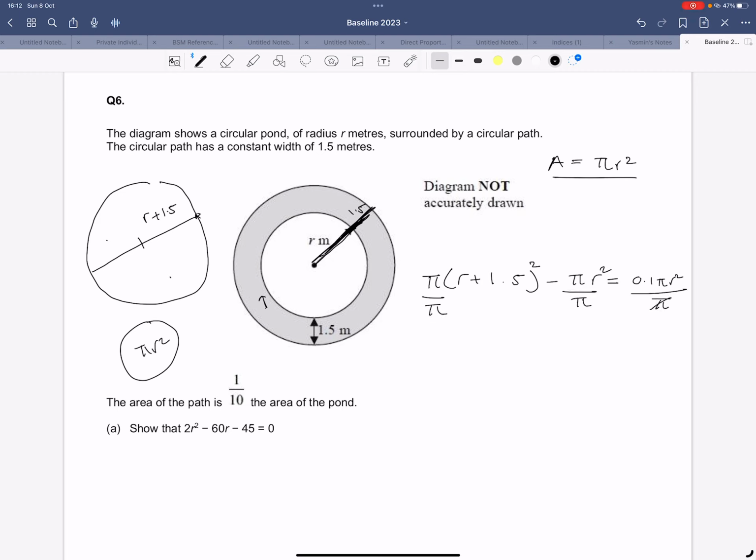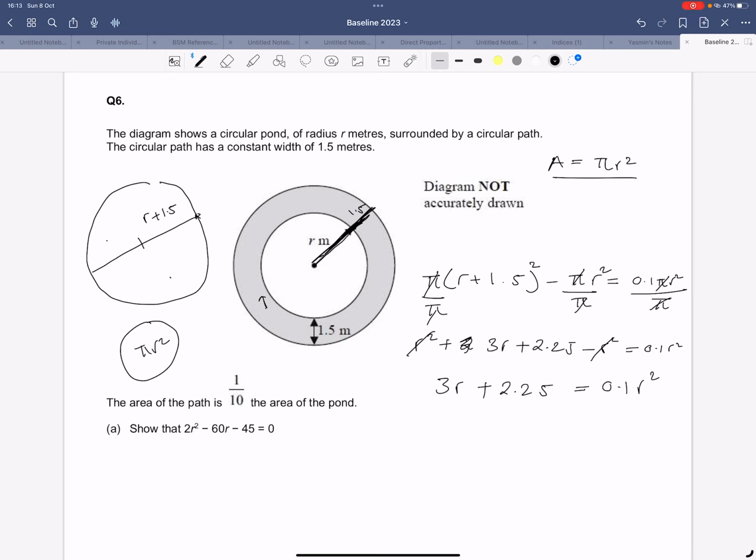So that, therefore, I remove the constant pi from each of the situation. Expanding that bracket would be r squared plus r squared plus 3r plus 2.25 minus r squared equals 0.1 r squared. So now all we're gonna do is you'll see that this r squared cancels out. We're left with 3r plus 2.25 is equals to 0.1 r squared, and if we times everything by 2, we should be okay in that sense.